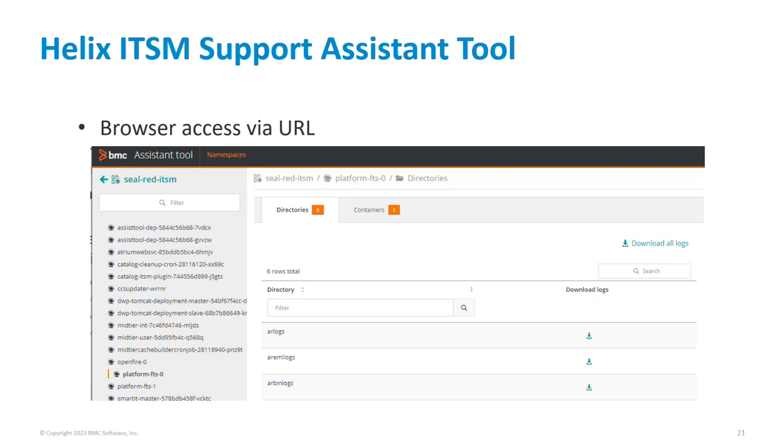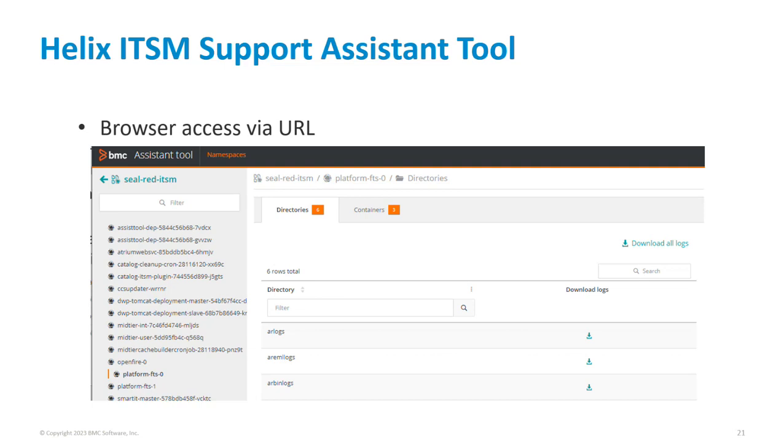Once you're logged in, you get a view of the namespace where the ITSM IS applications are running, and down the left-hand side there are the pods. If you click on a particular pod, then you get to see the different logs that are available from that pod. Some of the pods have only one set of logs.